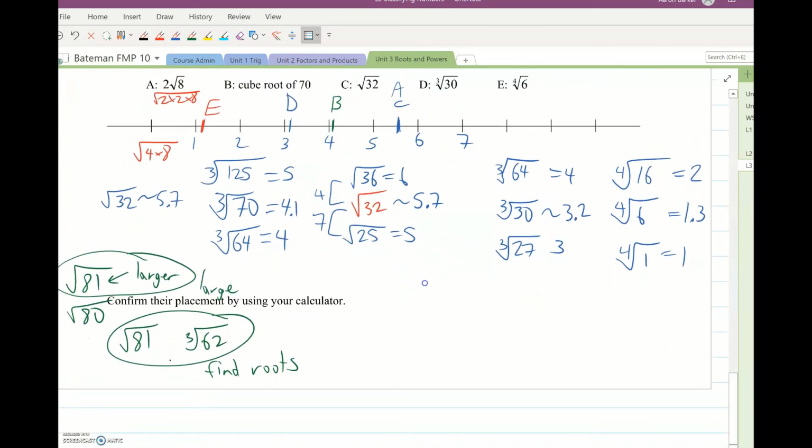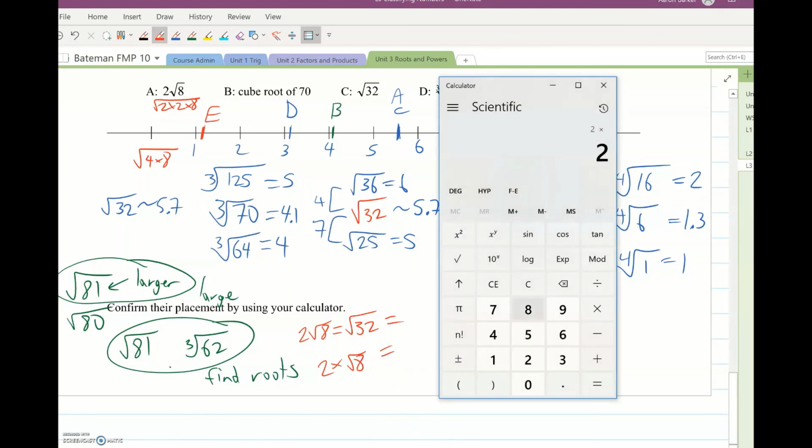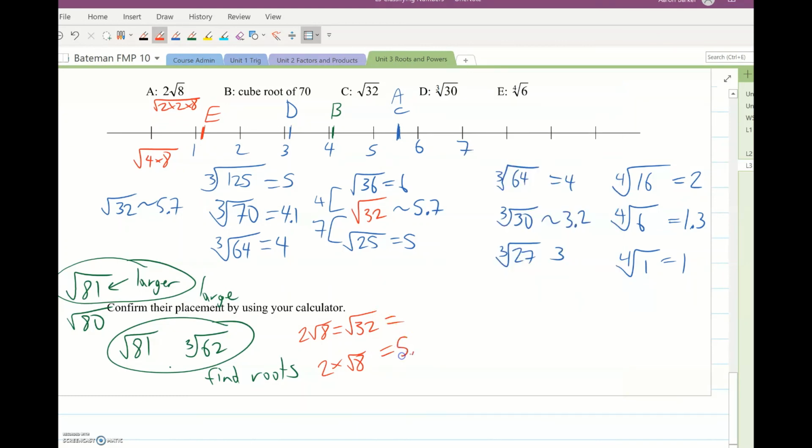Good. So now in your calculator, let's see. So 2 root 8. 2 root 8 equals root 32. On the calculator, you can also go 2 times root 8. Okay, so on my calculator, I'm going to do that. 2 times 8 square root. I haven't done the multiplication yet. Got to press equals 5.65. Okay, so not bad. I got 5.7. That's pretty darn good if you ask me.